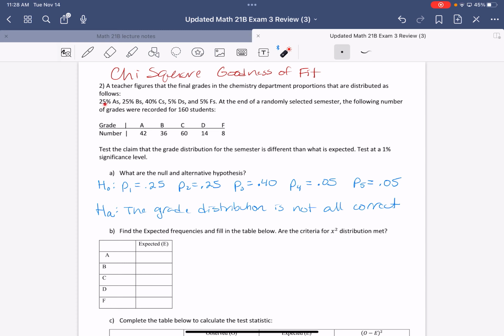If instead the problem had said, let's pretend for a second it didn't give us this breakdown here. If it said that the grade distributions were all equal, then that would be A, B, C, D, F. That'd be 5 options, right? 100% divided by 5 is 20%. So you would say that P1, P2, P3, P4, P5 all equal 20%. And then in which case, you could say they're not all the same. But nowhere are we starting by saying they're the same.